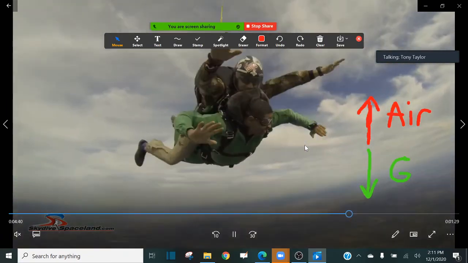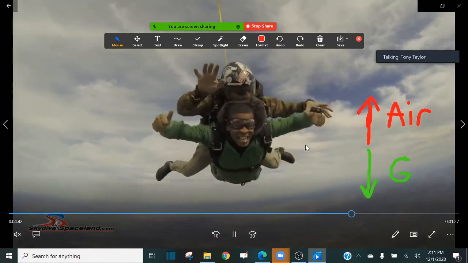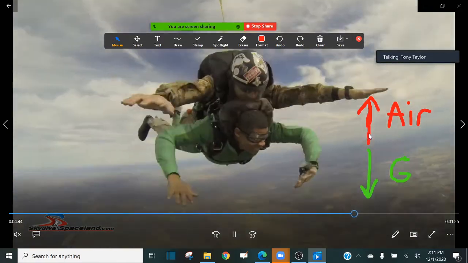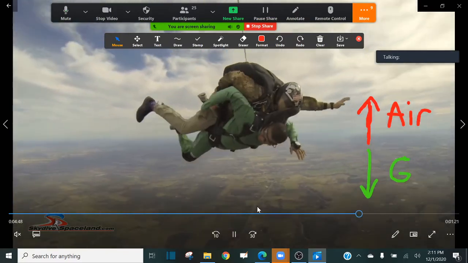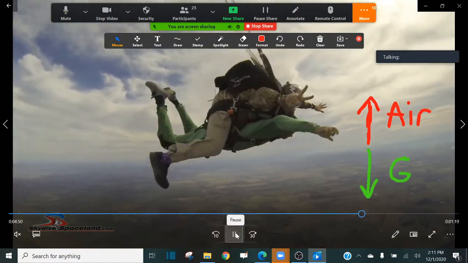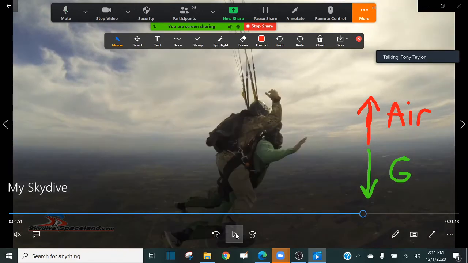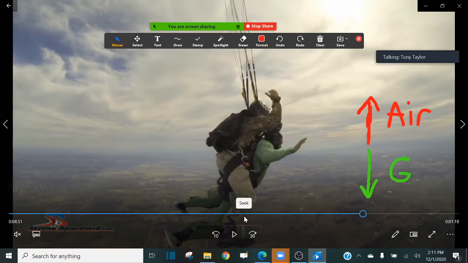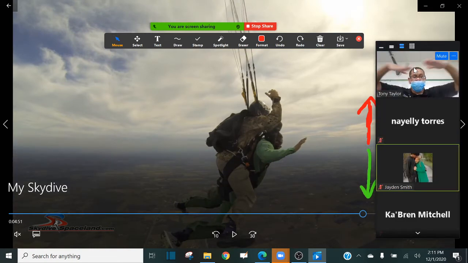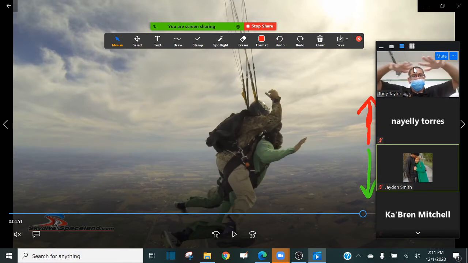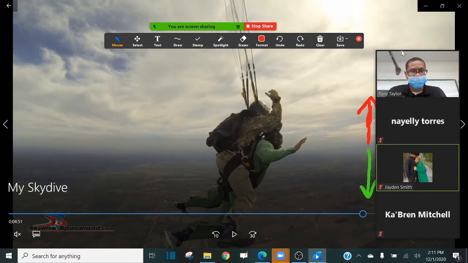Anyone? When I open up my parachute, which of these forces becomes bigger? Anyone know? Air, exactly. So air resistance becomes bigger. Hopefully that makes sense why, because a parachute has a large surface area. Since a parachute has a large surface area, it gathers more air as it falls. So air resistance becomes bigger than gravity.